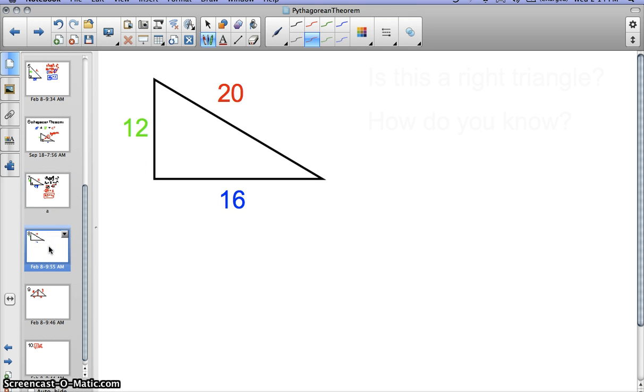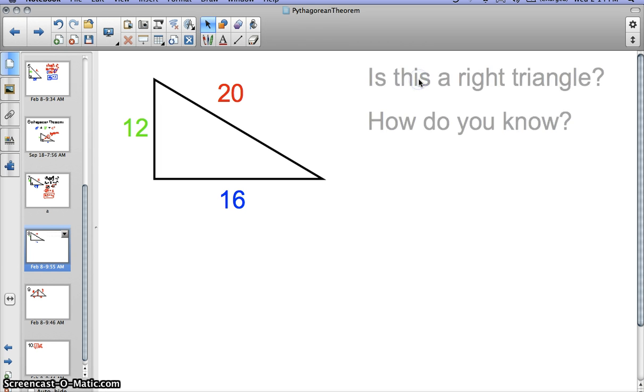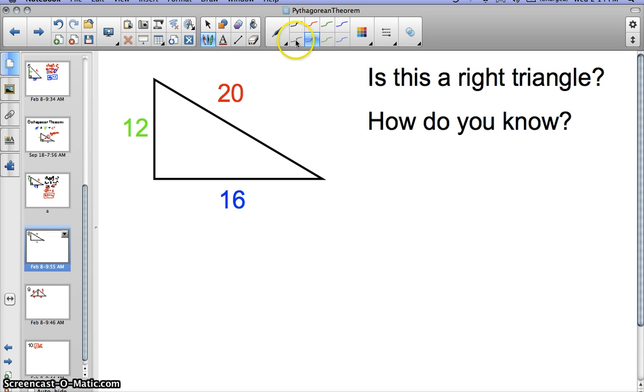Alright. And another one. Let's take a look. What if I gave you the question, is this a right triangle? And how would we know? Well, if this was a right triangle, what could we use to prove it? The Pythagorean Theorem, because we know Pythagorean Theorem holds true for all right triangles. So we just need to plug in our numbers to the Pythagorean Theorem to see if it works.